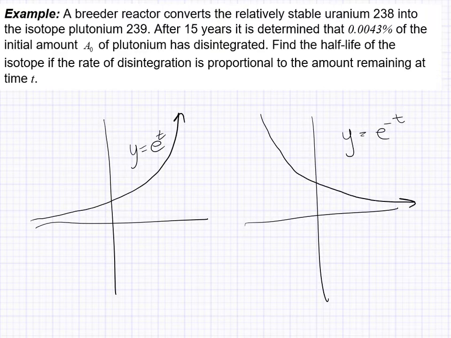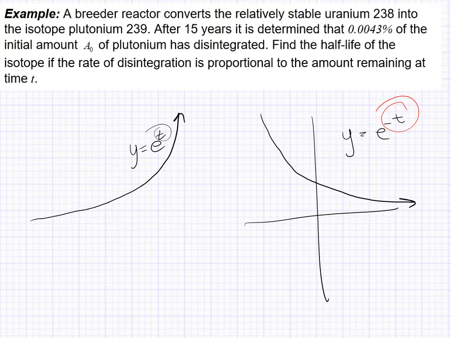And so we saw our proportionality constant created a positive exponent in our previous example. This one, since it's a decay process, we're going to have a negative constant as our proportionality constant in this model.